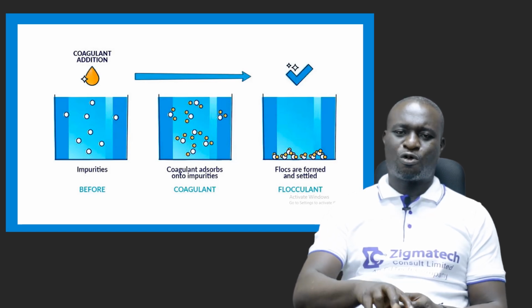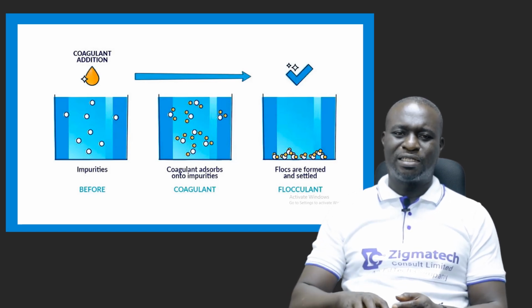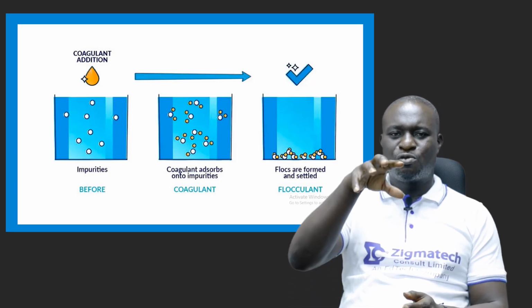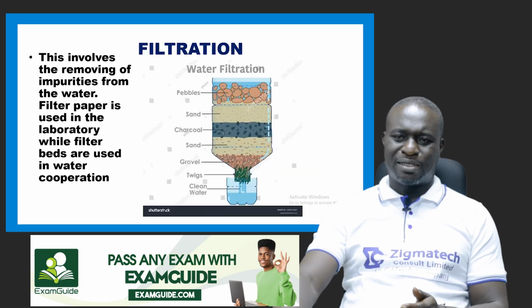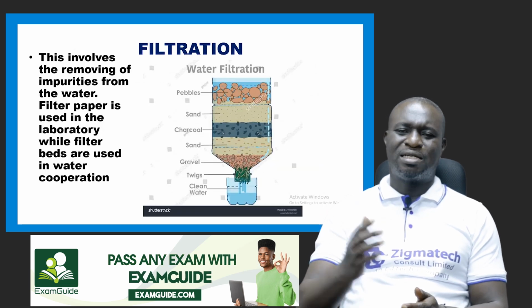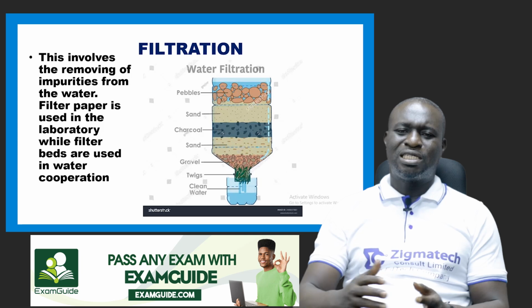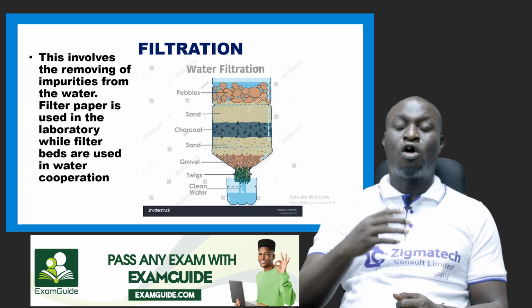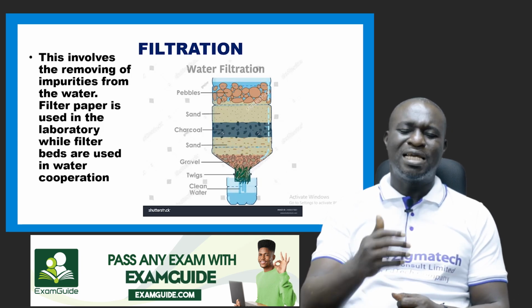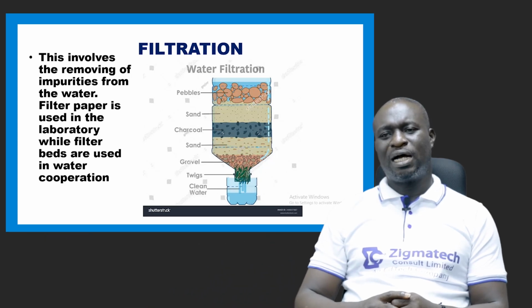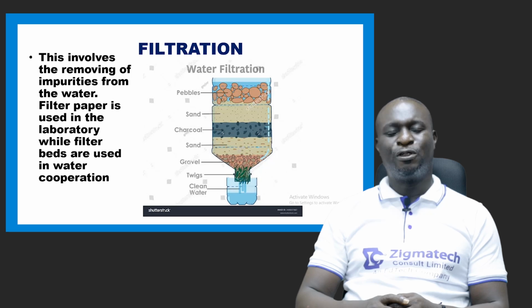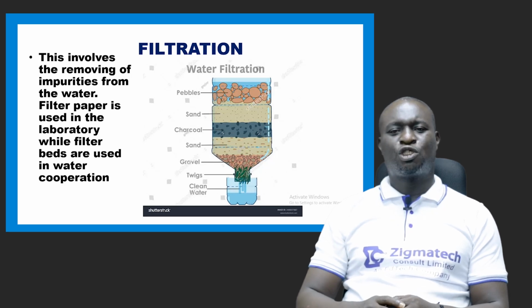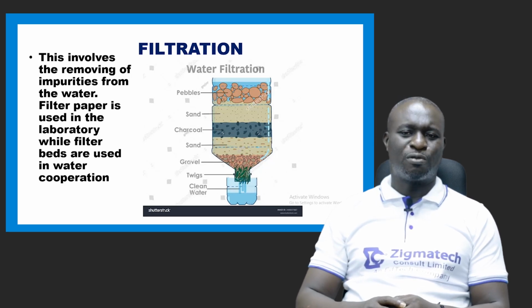So when flocculation has taken place, then the removal of those particles that have sedimented is what we call sedimentation. Now, after sedimentation, those impurities that are clumped together, or other impurities found inside the water that is being treated, can be removed by filtration. Now, filtration involves the removing of impurities from the water.